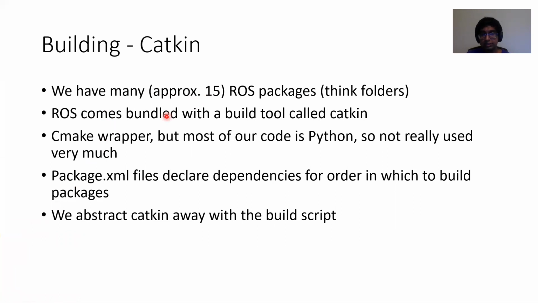The main build system that ROS comes bundled with is a build tool called Catkin. Catkin is a CMake wrapper, which if you know about CMake is a way for compiling mostly C++ code, but most of our code is Python, so we don't really use it. We just use it for the Catkin parts that find packages and do stuff like that. Every package will have a CMake file known as CMakeLists.txt, and it'll also have a package.xml file. The package.xml file also declares the dependencies which Catkin can consume to build the packages in the correct order.